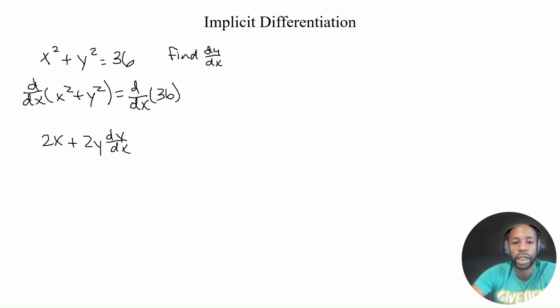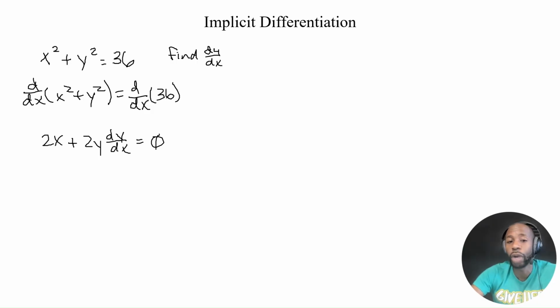So again, that's because you take the derivative of the outside, which is just n times y to the n minus 1, and then you're taking the derivative of y, which is dy/dx. That is equal to the derivative with respect to x of 36, which is just 0. All right.